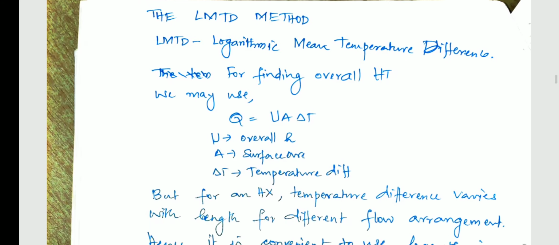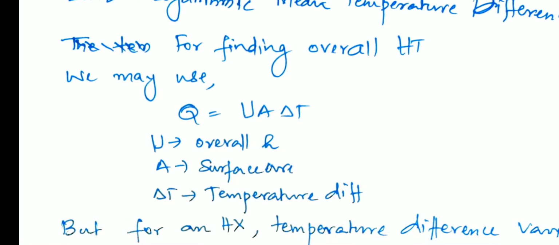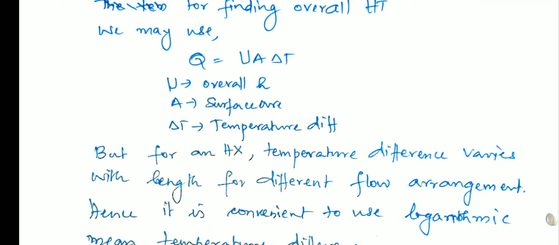We know that, having defined the overall heat transfer coefficient, Q is defined as Q equal to UA into delta T. Q is the heat transfer, U is the overall heat transfer coefficient, A is the surface area and delta T is the temperature difference. However, for heat exchangers, the temperature varies with the length for different flow arrangements, right? There is a variation of temperature, so we cannot take one specific temperature difference. The temperature difference also changes over the length, so it is convenient for us to take a mean, and this mean is found to be the logarithmic mean.